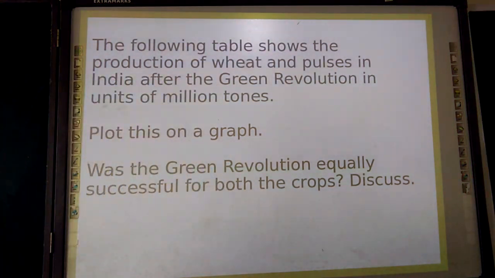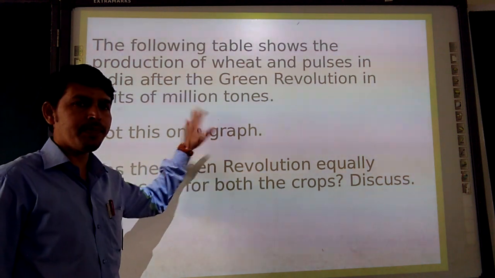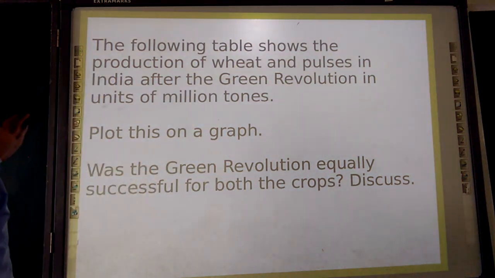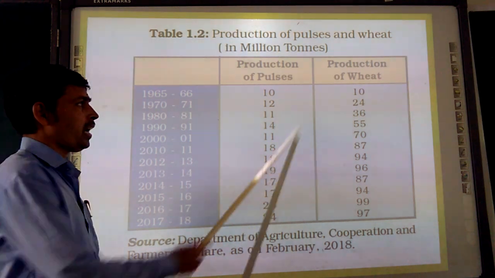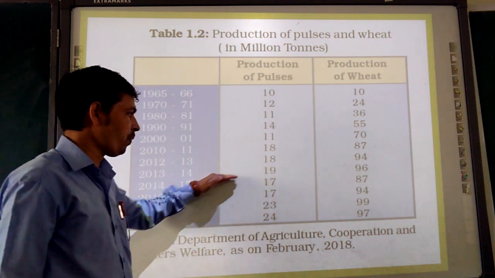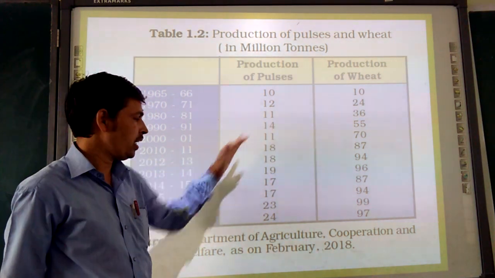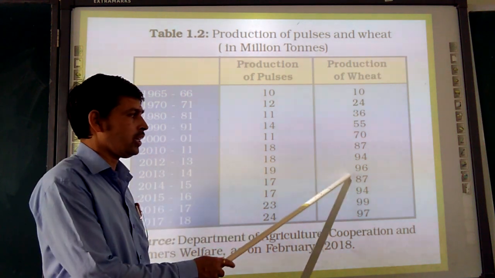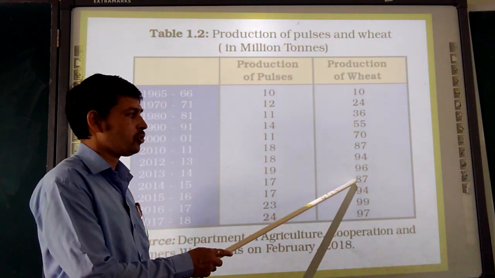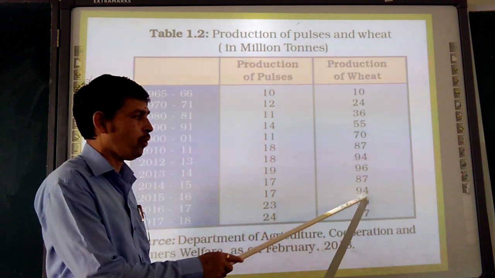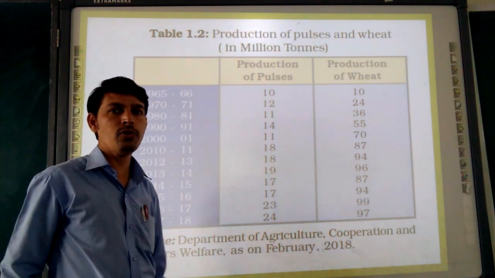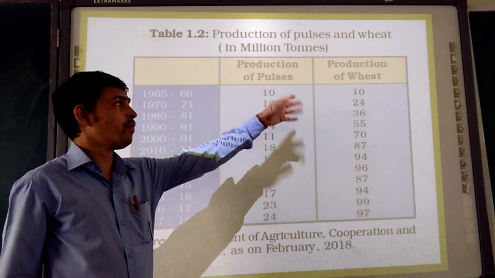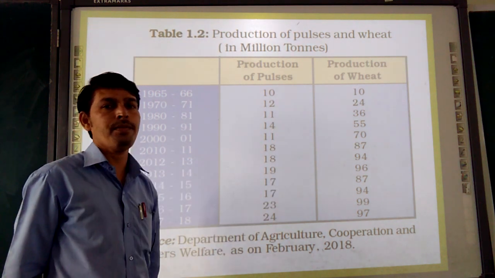Plot this on the graph. If you plot this on the graph, you will see the two graphs of pulses and wheat, where one graph is increasing and the other is nearly constant, 17, 17. But here all the time it is 96, then 87. Again it jumped to 94, 99, 97. So the graph shows it was in favor of wheat production.